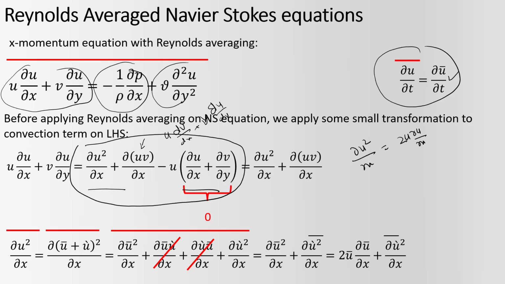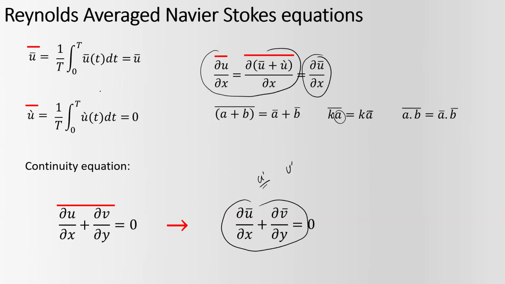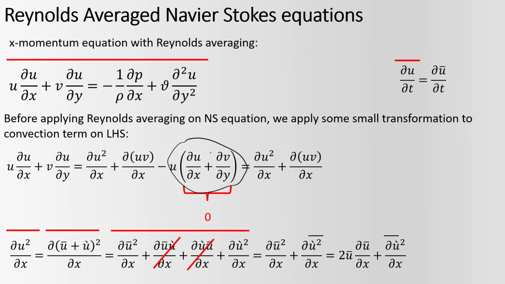Now what is this term? Can anybody tell me? This term is the continuity equation. By conservation of mass, this term will be equal to 0. This is true from the equation here, and because it is the same equation with the bar also, this term will be 0 in the averaged form as well.